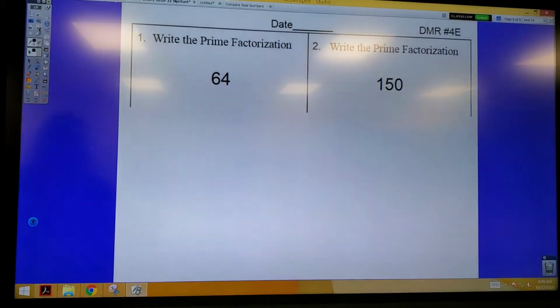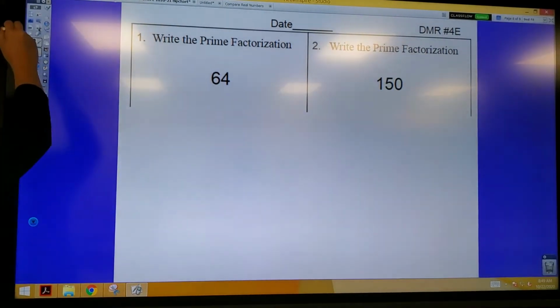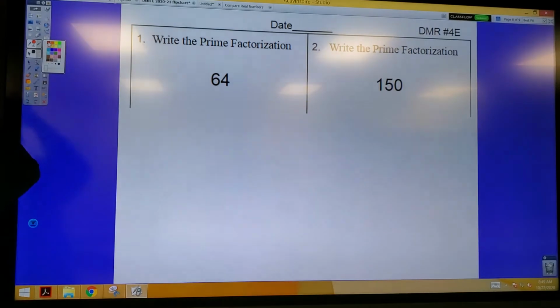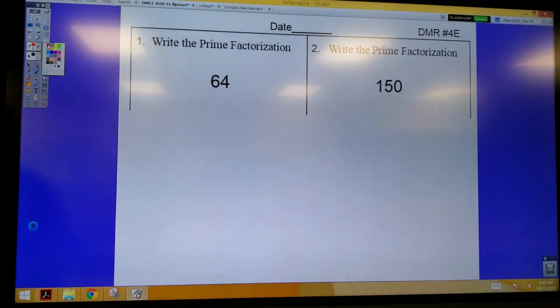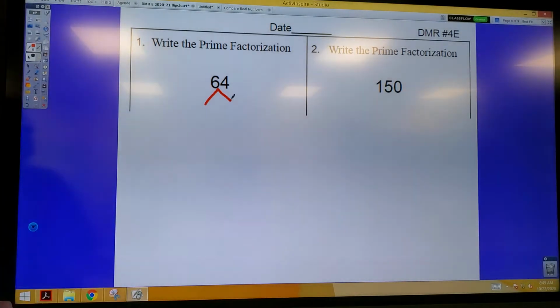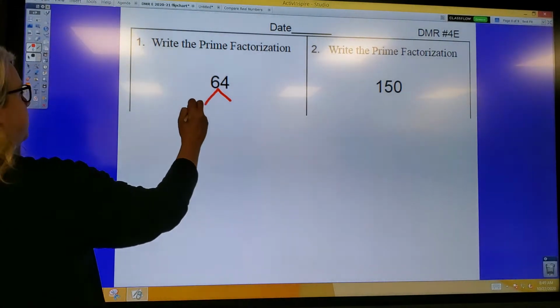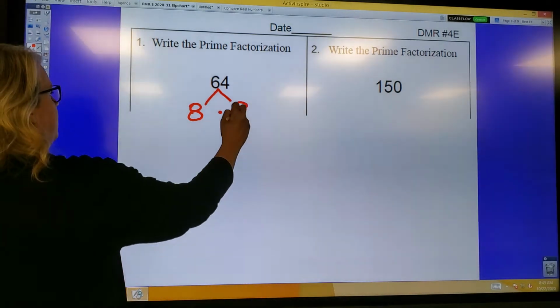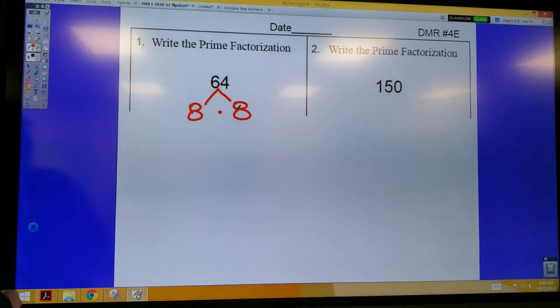Okay, we are ready for DMR number 4E. Number 4E. We're going to do our prime factorization. So I'm going to think about 64. We have lots of options here, but the first one that I think of is 8 times 8 is 64. So those are the two factors that I'm going to use to start with.